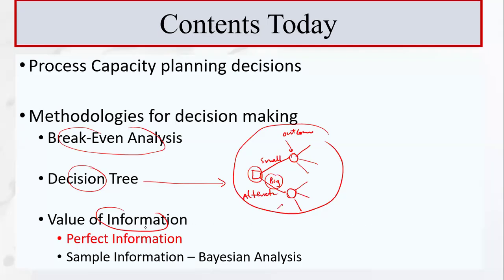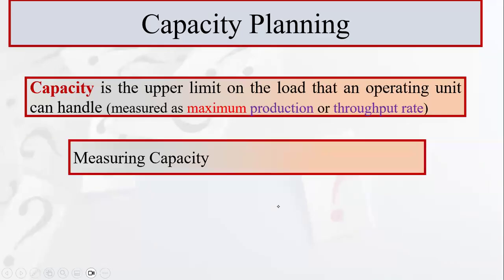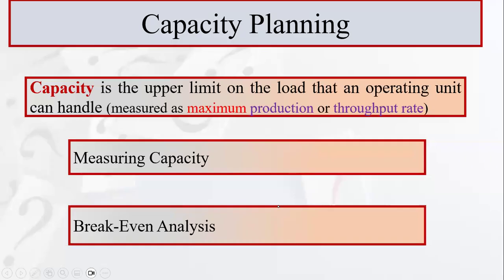So value of perfect information. When you have information, you make the right decisions. So you take the best of all the probabilities when you have the information. So then the capacity planning decision you can make. Okay, capacity is defined as the maximum production or throughput rate. So maximum production can be ideal or under normal conditions.